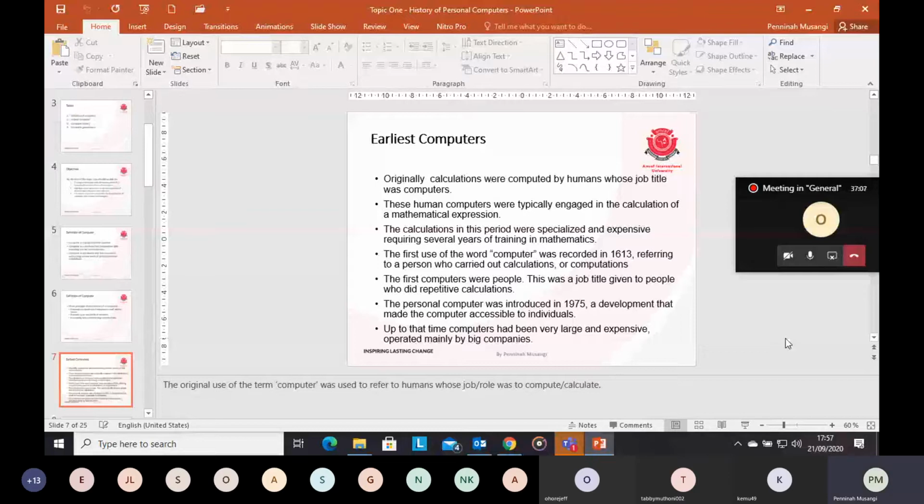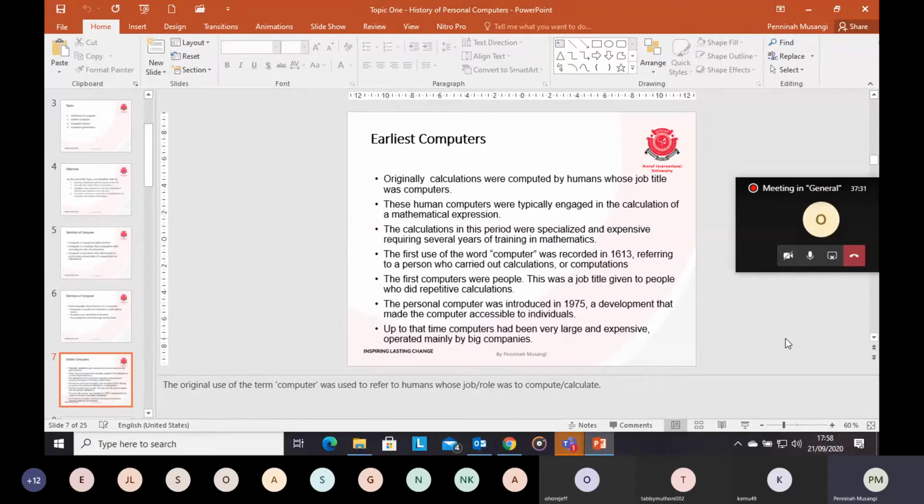So when we look at the earliest forms of computer, we can say the first computer was a human being. Not any human being, but those human beings who were involved in computations or calculations. This was a job title given to people who did repetitive calculations. But that was just the term computers.